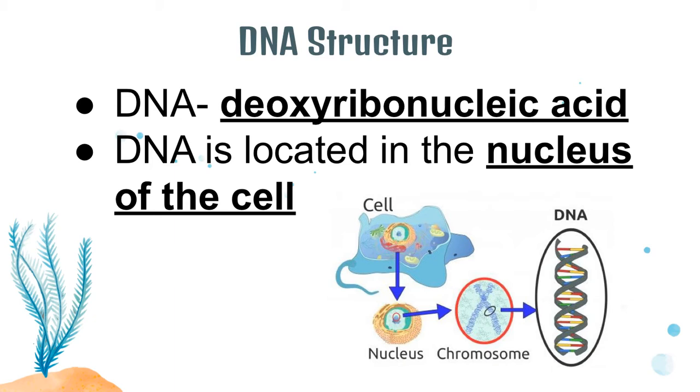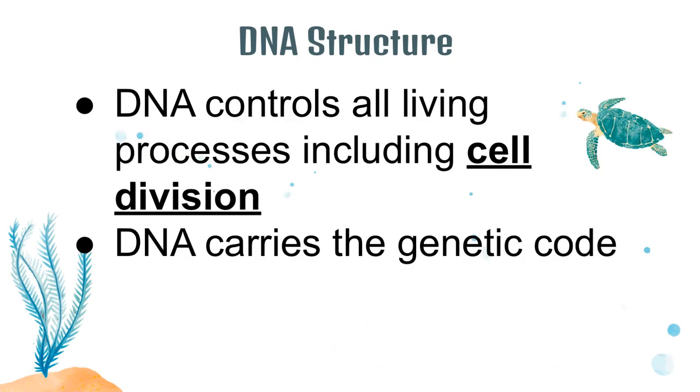Now you might be thinking to yourself, where is DNA located in prokaryotic cells? And that is a great question because you know that prokaryotic cells do not have a nucleus. And in prokaryotic cells, DNA is free floating in the cytoplasm. However, in eukaryotic cells, like it says on the slide, that DNA is located in the nucleus.